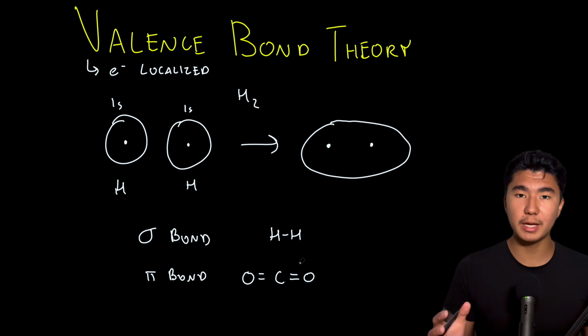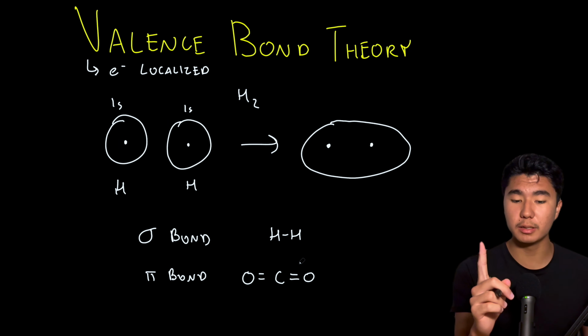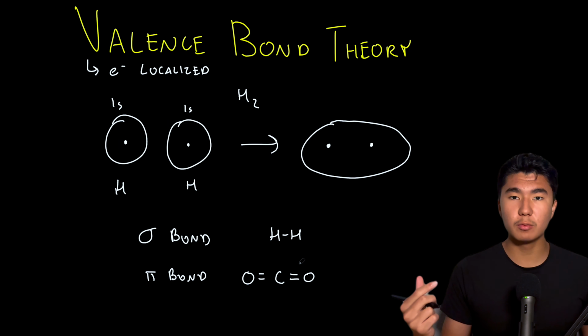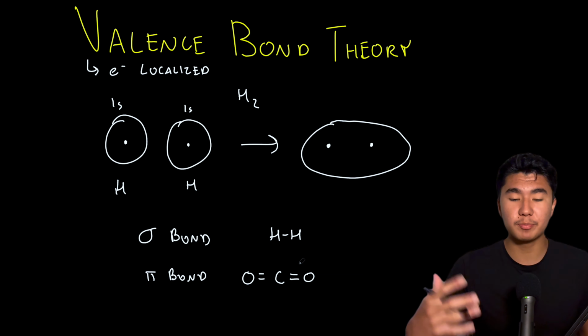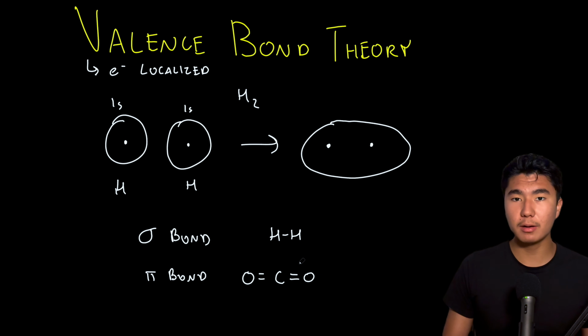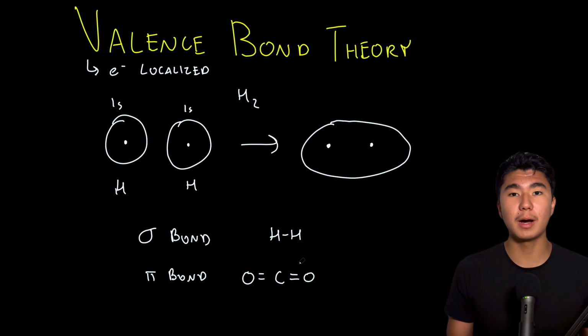So for every bond we have, whether it's single, double, or triple, we're always going to have one sigma bond. And if we have more than one bond, for example a double bond, we're going to have one pi bond. And if we have a triple bond, we have two pi bonds.